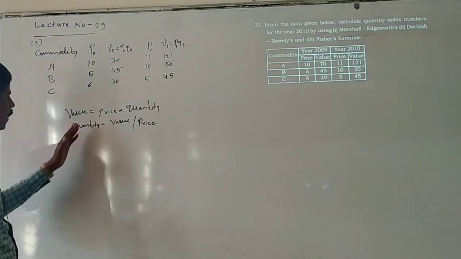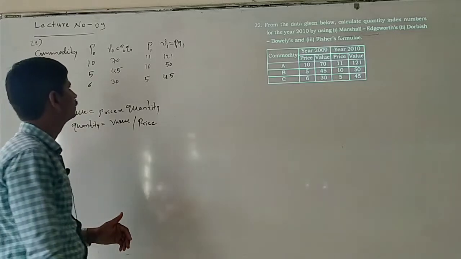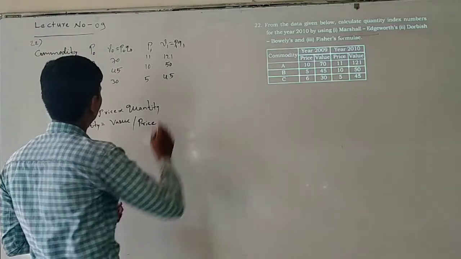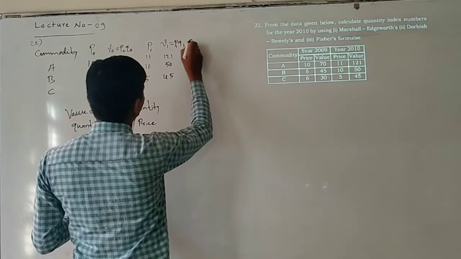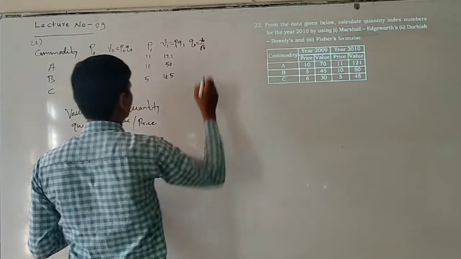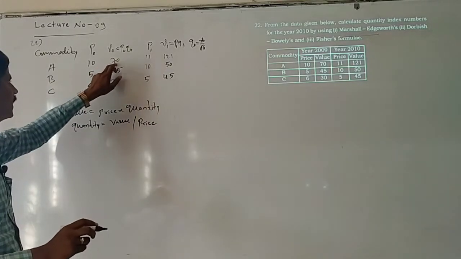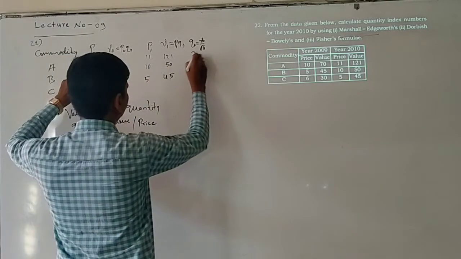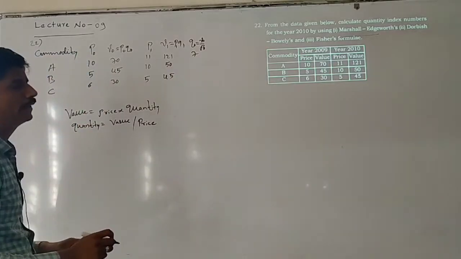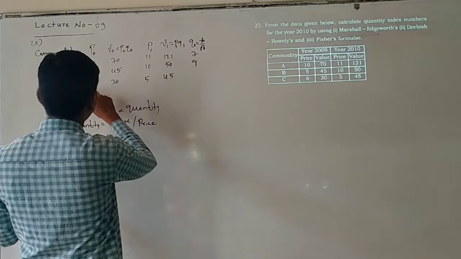Here P naught and P1 values are given. We want Q naught and Q1 values. First we have to find Q naught. Q naught equal to V naught by P naught. That is 70 by 10 is 7. 45 divided by 5 is 9. 30 divided by 6 is 5.